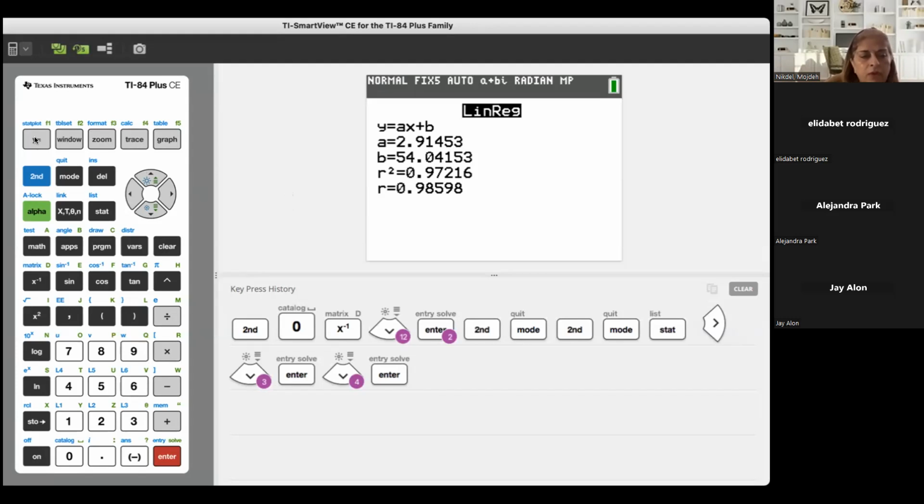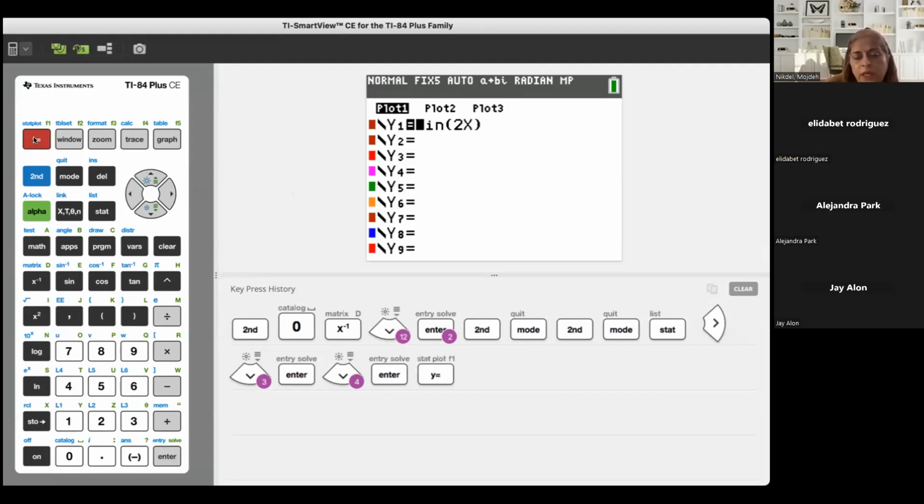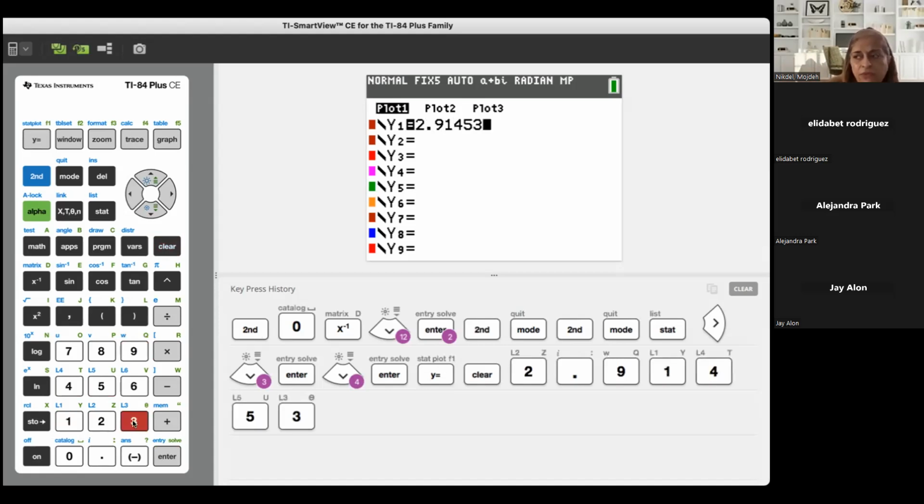Regression line. I'm going to click the Y equal key. It takes me to the Y equal window. I had this equation before. I'm just going to clear it. I press the clear key and whatever I had from the previous time is gone. Now I'm going to enter, what is my A value, Shauna? 2.91453. Yes.